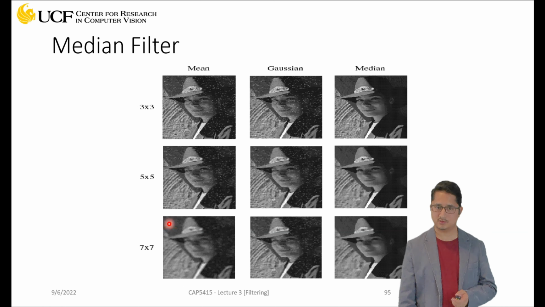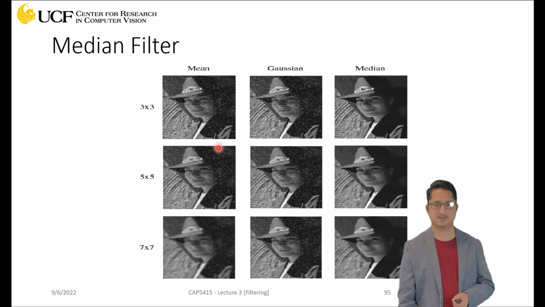Now, let's look at the example and try to understand why median filter is better. On the y-axis over here, this is just showing you the shape of the kernel. So this is 3 cross 3, 5 cross 5, 7 cross 7. You are gradually increasing the neighborhood of your kernel. And on the x-axis here, we have different kernels. We have mean filtering, Gaussian filtering, and median filtering.